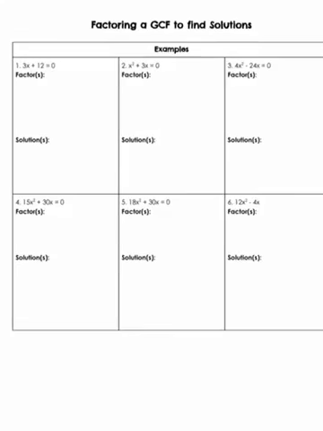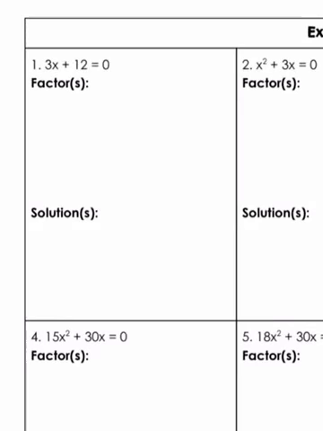All right, factoring to find solutions. So the first thing we always need to look for is a GCF. So we need to figure out the largest number that I can divide 3 and 12 by, and that's going to be 3. So you're going to have 3 on the outside, and then we would have x, because 3 divided by 3 is 1, leaving just the x, and 12 divided by 3 is 4.